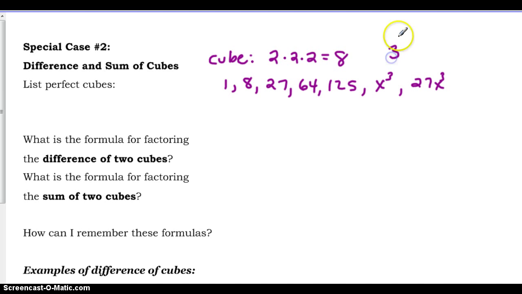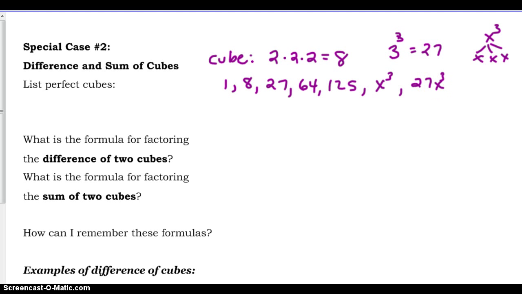Another way to write it would be 3 cubed. And then 64 would be 4 cubed, 4 times 4 times 4. 125 is 5 times 5 times 5. And then again with variables, x cubed is x times x times x. So that's also a perfect cube. And you can combine them just like we did with the squares. So 27 times x cubed, both of them are perfect cubes, so they can be listed as a perfect cube combined.